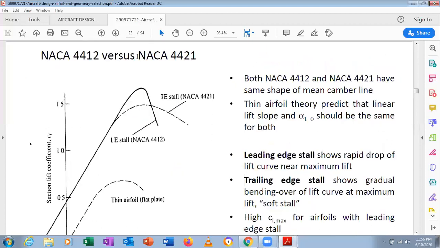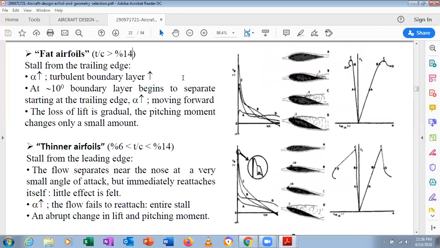Now we'll segregate it. If 21%, what type of airfoil is it? It is greater than 14%, that is a fat airfoil. NACA 4421 is called a fat airfoil. What is the characteristic of this? The turbulent boundary layer at 10 degrees begins to separate, starting at the trailing edge, with increase in the angle of attack moving forward. The loss of lift is gradual. The pitching moment changes only a small amount.